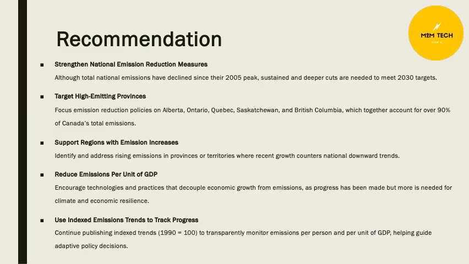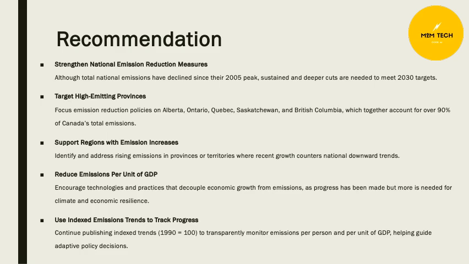Based on the findings, here are some simple recommendations. The first recommendation is to improve national efforts to reduce emissions. Although emissions have decreased since 2005, larger and more sustained cuts are necessary to meet the 2030 targets. The second recommendation is to focus on the highest emitting provinces, such as Alberta and Ontario, since they contribute over 90% of Canada's total emissions.